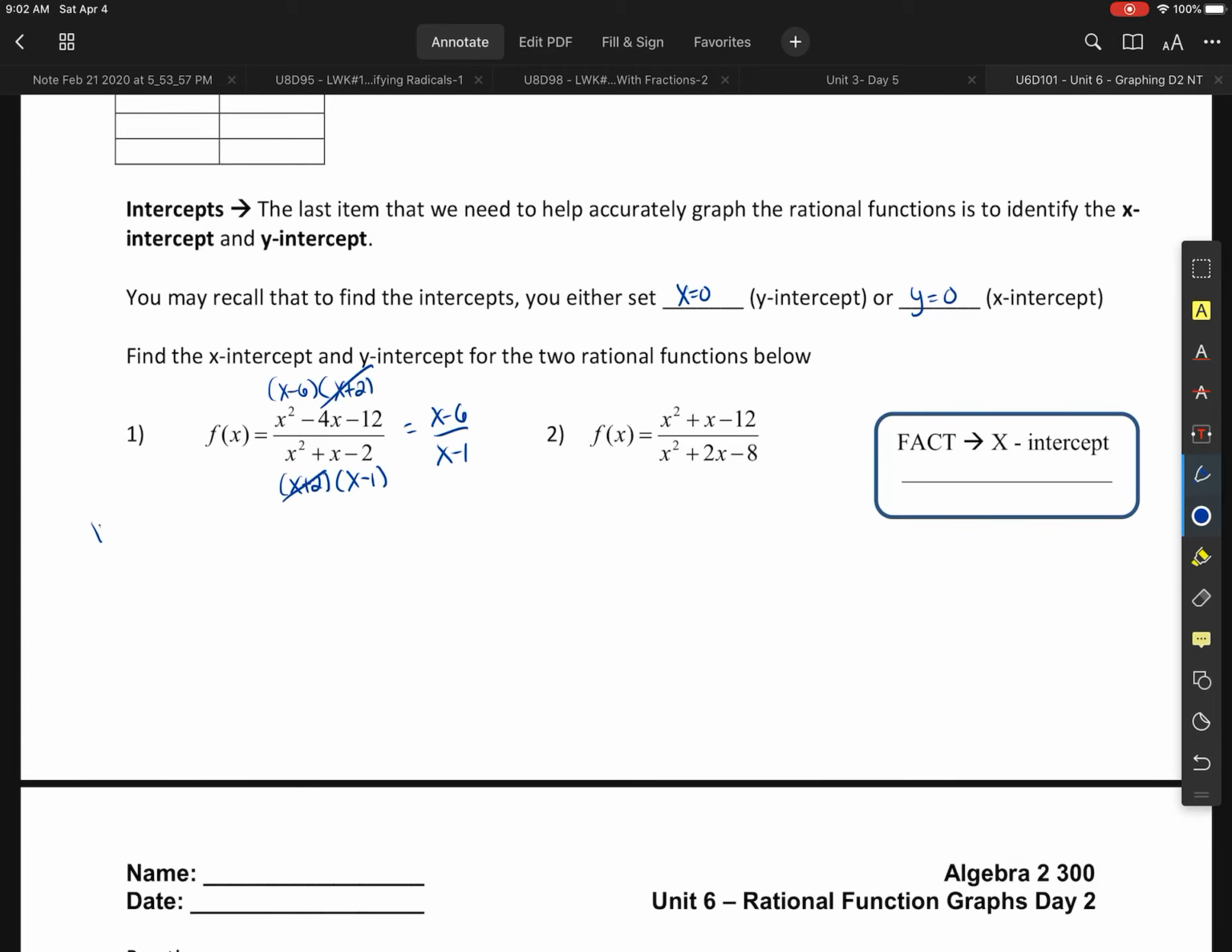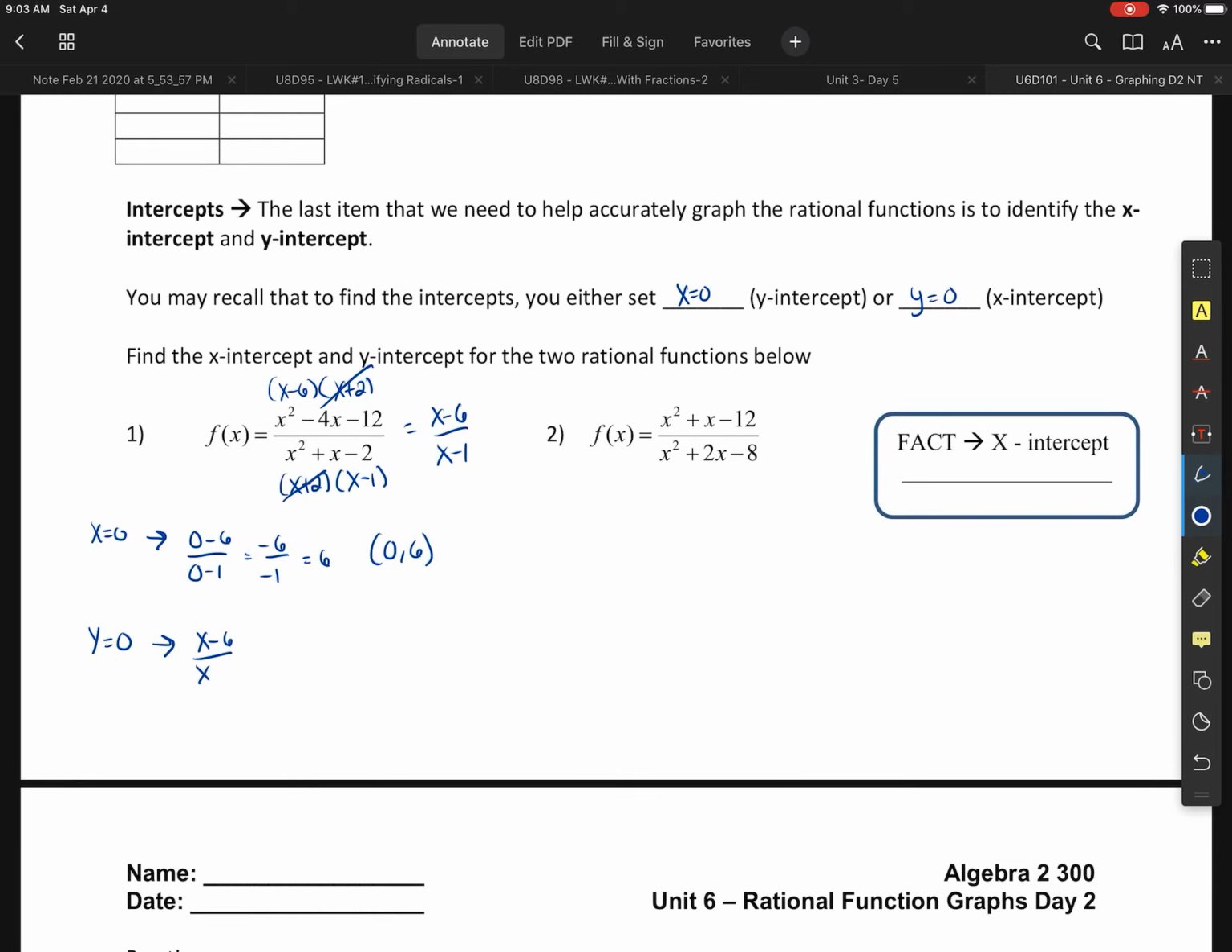So if I want to find a y-intercept, I make x equals 0, which in this situation is 0 minus 6 over 0 minus 1, negative 6 over negative 1 is 6. My y-intercept is (0, 6). So we're still plugging in x equals 0 the same way we do it for quadratics, the same way we do it for linear, the same way we do it for every single other thing that we find a y-intercept for. With the x-intercept, we make y equals 0.